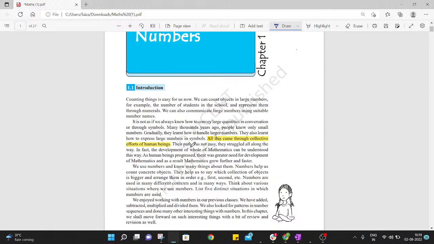So okay, now let's move forward. Their path was not easy. They struggled all along the way. In fact, the development of whole mathematics can be understood this way. As human beings progressed, there was greater need for development of mathematics, and as a result, mathematics grew further and faster. So now we have to understand one thing.